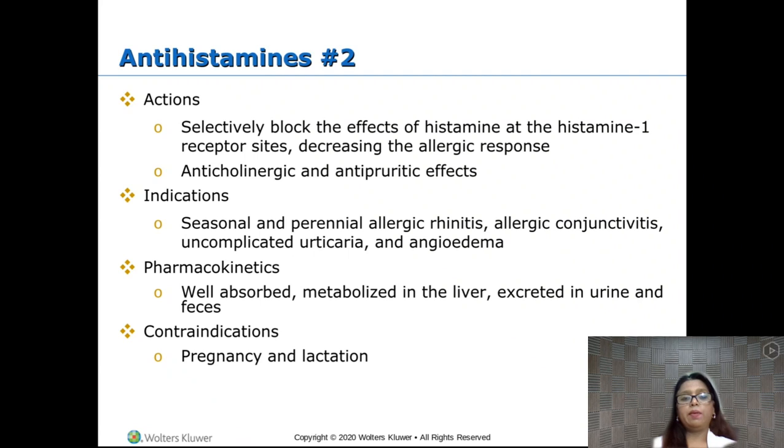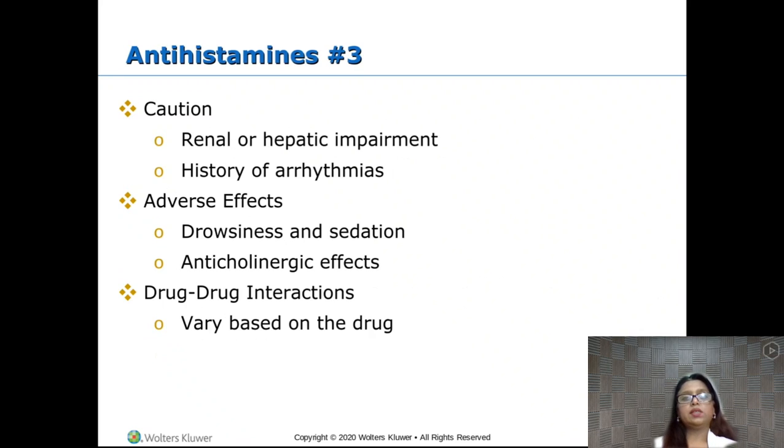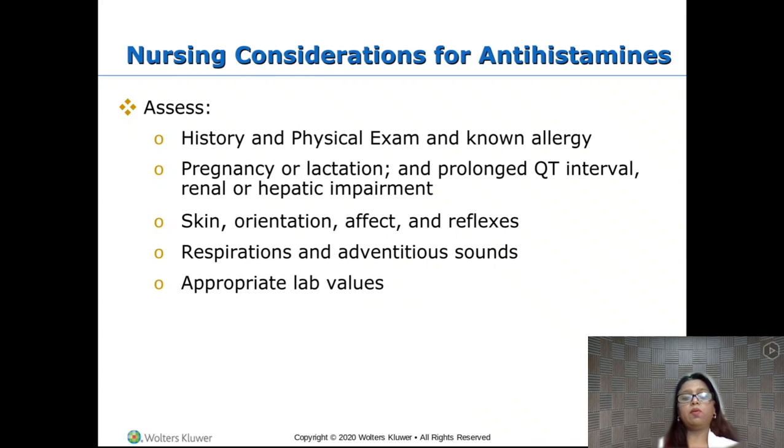Pharmacokinetics: the medication is well absorbed, metabolized in the liver, excreted in the urine and feces, and contraindicated in pregnancy and lactation. We have to be very cautious when a person has kidney or renal impairment or a history of arrhythmias. Adverse effects include drowsiness and sedation, and anticholinergic effects. Drug-to-drug interaction is based on the drugs. Nursing considerations: I would always check for allergies, history and physical, pregnancy, lactation status, skin, orientation, affect and reflexes, respirations, adventitious lung sounds, and appropriate lab values.